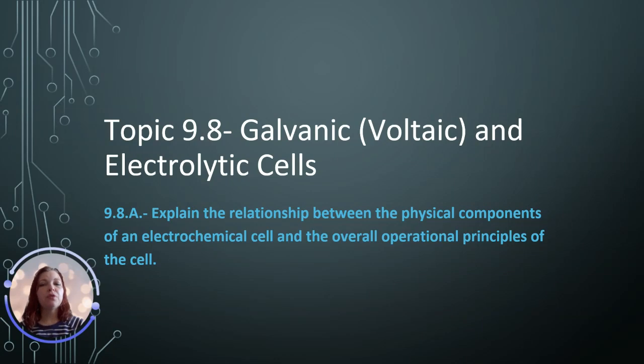Hello, AP Chem students, and welcome to topic 9.8, Galvanic, also called Voltaic, and electrolytic cells. The learning objective for today is 9.8.a, explain the relationship between the physical components of an electrochemical cell and the overall operational principles of the cell.